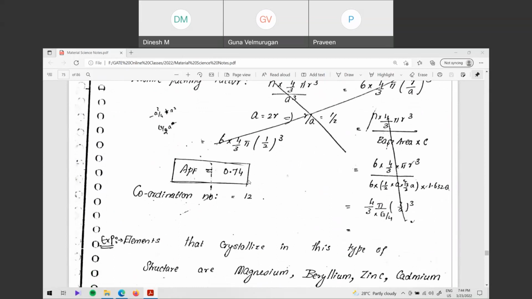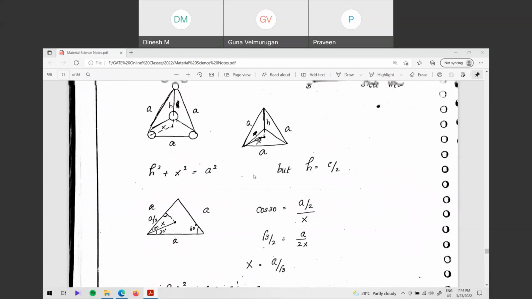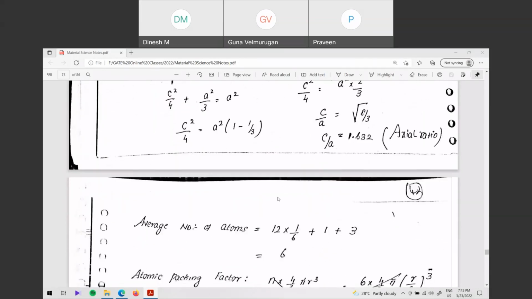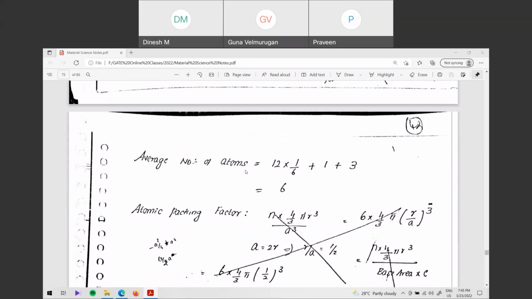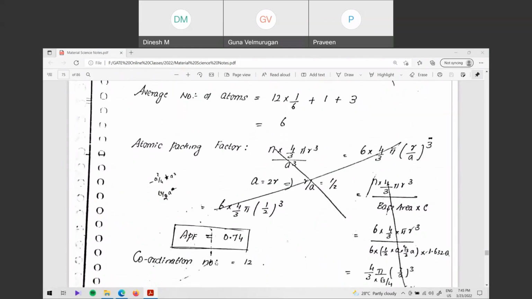So what we have seen: simple cubic, body centered cubic, face centered cubic, and hexagonal. In these, what are the important factors you have to remember? Average number of atoms, atomic packing factor, and coordination number. What is coordination number? You take any atom, how many nearest neighbors are there? That is your coordination number.